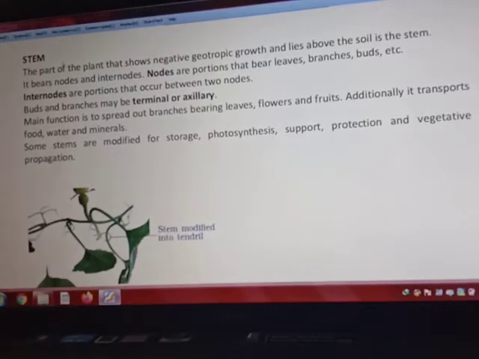Basically, stem is a part of the plant which grows above the soil. Okay, and it is negatively geotropic. Negative geotropic means away from the gravity. And positively phototropic means it grows towards the light. All right. And one more important point, the root always grows from the radicle and epicotyl of the plant, and opposite to it, stem grows from the plumule and hypocotyl of the plant.